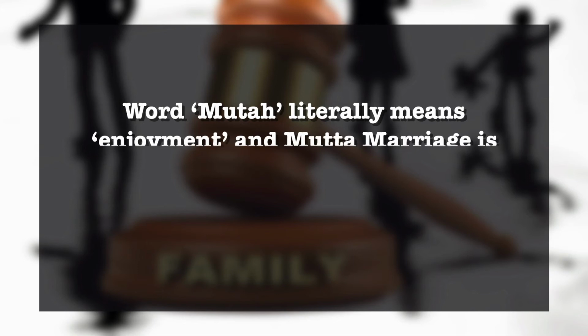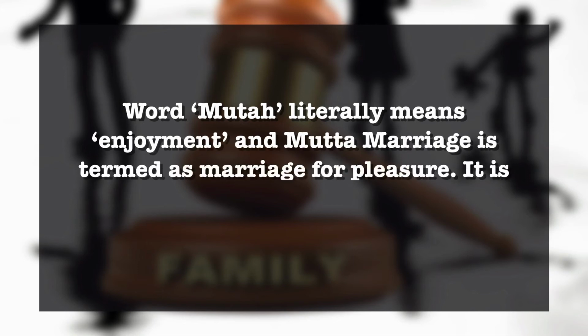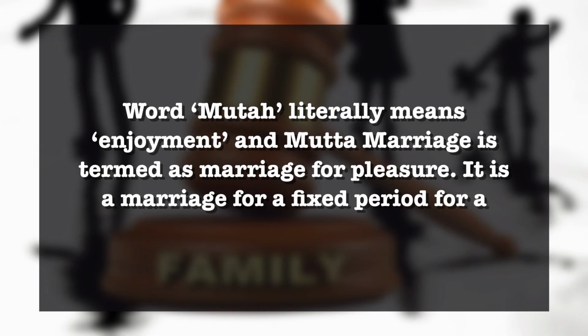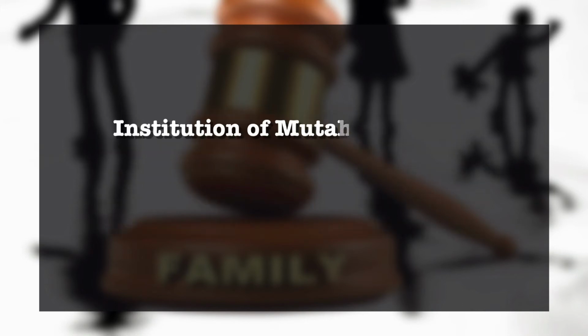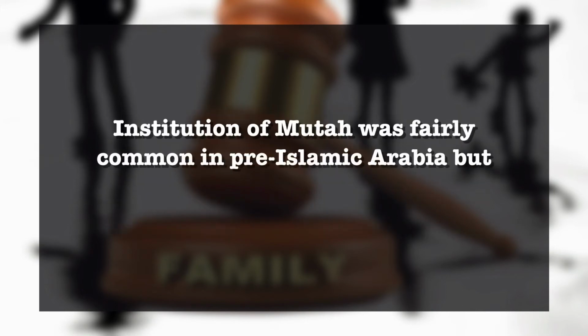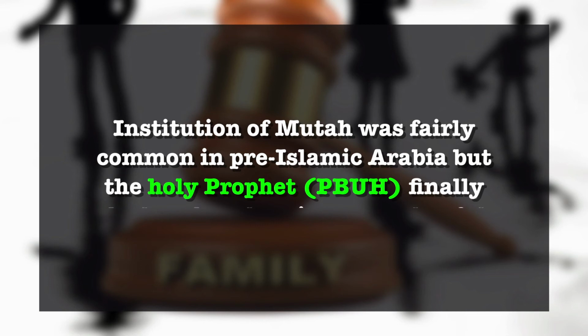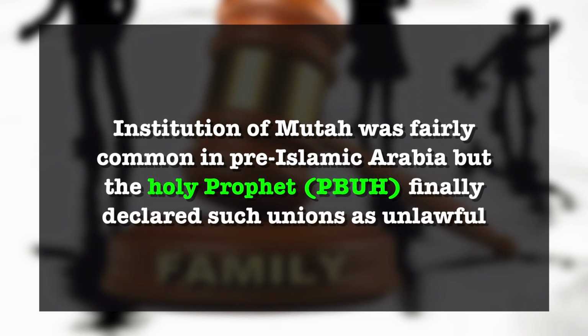It is only the Ithna Ashari school in which it is permissible, and even amongst the Ithna Ashari of India, it is now obsolete. The word mutta literally means enjoyment, and mutta marriage is termed as marriage for pleasure. It is a marriage for a fixed period for a certain reward paid to the woman. The institution of mutta was fairly common in pre-Islamic Arabia, but the Holy Prophet, peace be upon him, finally declared such unions as unlawful. The number of wives that can be taken into mutta marriage is unlimited. The ceiling of 4 wives does not apply here.